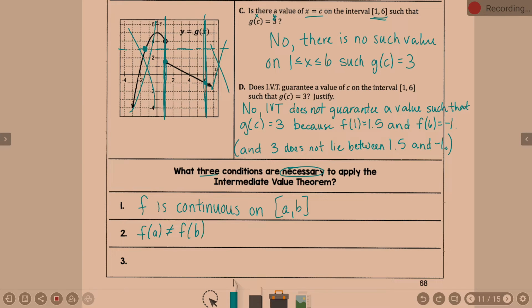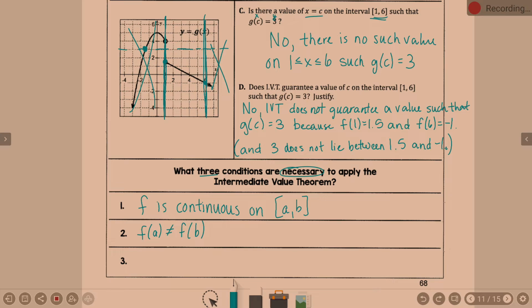And remember, the reason your endpoints can't be the same is because that could just be like a straight line then, and there's no varying in your y values. So f of a cannot equal f of b. And what did we just demonstrate here? f of a is less than f of b.